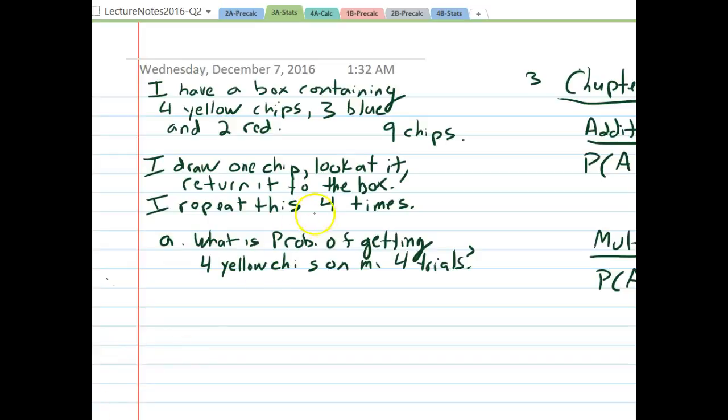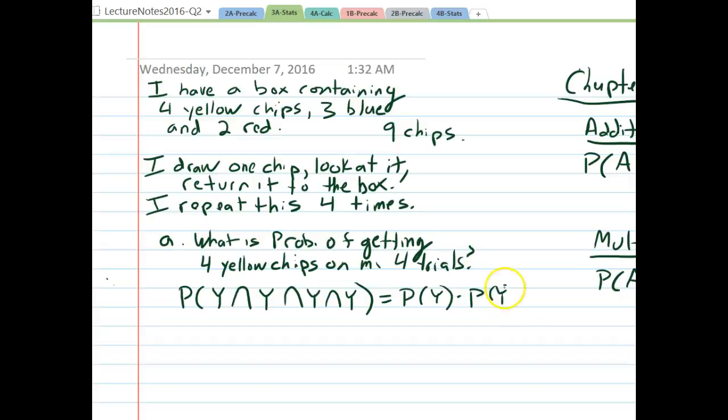The first question is, what's the probability of getting 4 yellow chips on each of the 4 trials? So what that means is we're saying, what's the probability of getting yellow, and then yellow, and then yellow, and then yellow? Well, the multiplication rule says that if I'm doing "and" combinations, yellow and yellow and yellow and yellow, it's going to be the probability of yellow times the probability of yellow times the probability of yellow, 4 times.